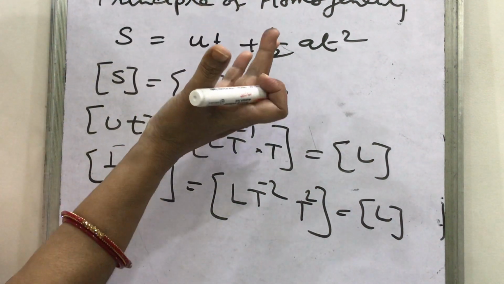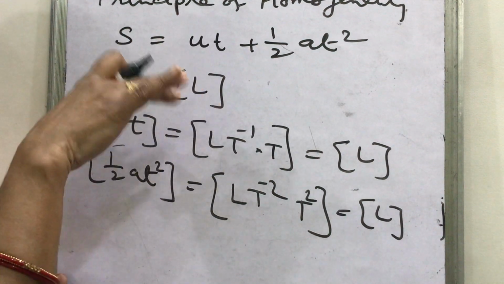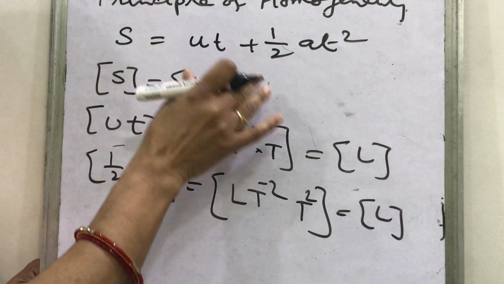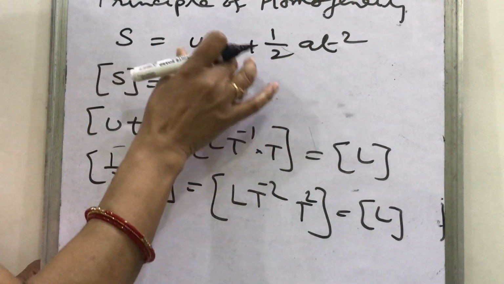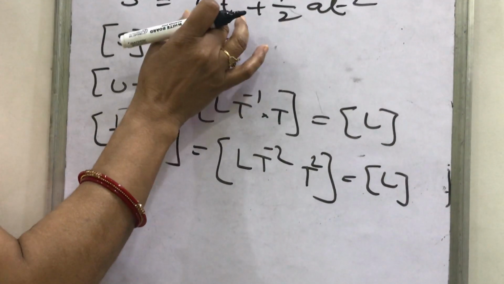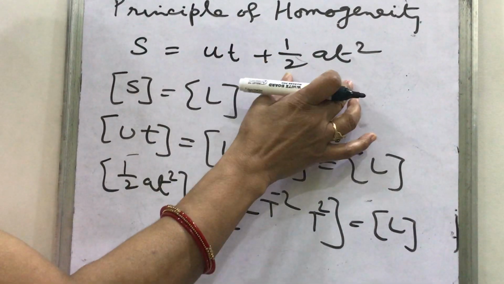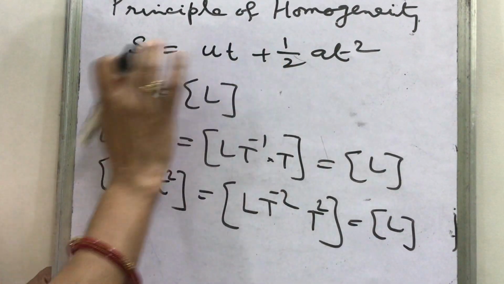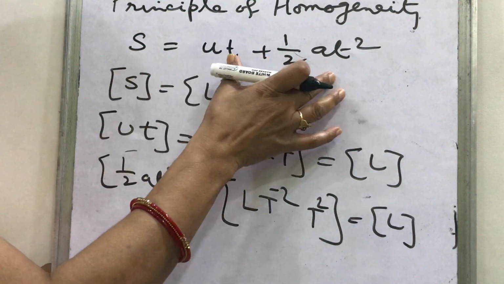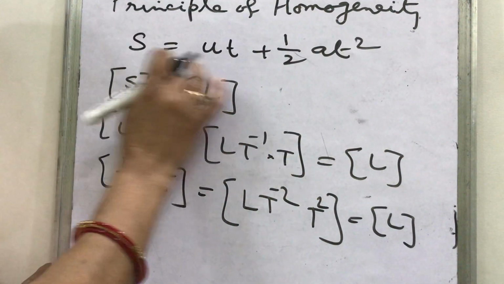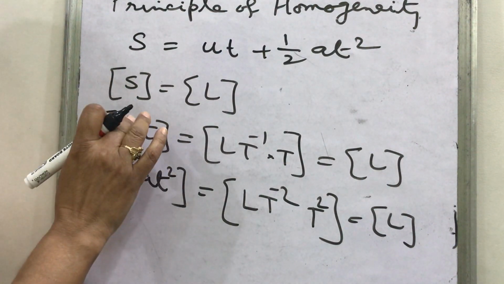So learn the meaning by taking an example. What is the principle of homogeneity? You have learned it, but you don't know how to apply it. In any relation, it is said to be correct, which is called consistency, if the terms which are added together have the same dimensions and are equated with the same dimensions. That's why this equation is said to be correct.